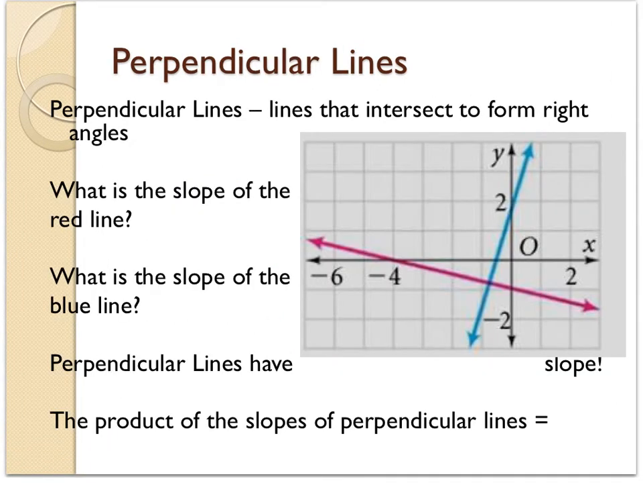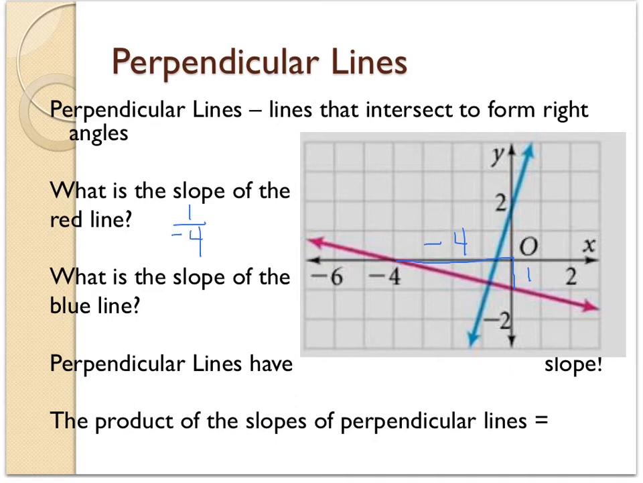So let's look at these two perpendicular lines. These lines intersect and form a right angle. If we look at the red line and we want to see what the slope of that line happens to be, let's take a look at it. If we go up and back, we went up 1 and over 4 in the negative direction. So the slope of the red line was 1 over negative 4.